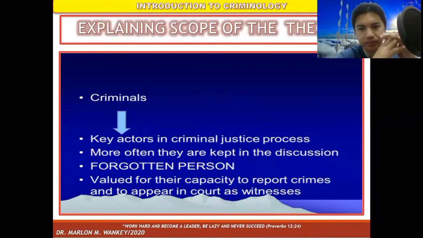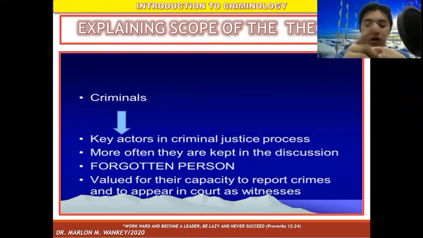Another also is that our criminal justice process focuses on criminals. Criminals are the key actors, because our criminal justice system will only focus on the criminals. More often, they are kept in the discussion. The criminals are the accused, and when I say accused, it is the person who has been charged and accused of a certain crime, that he must answer all the accusations against him.